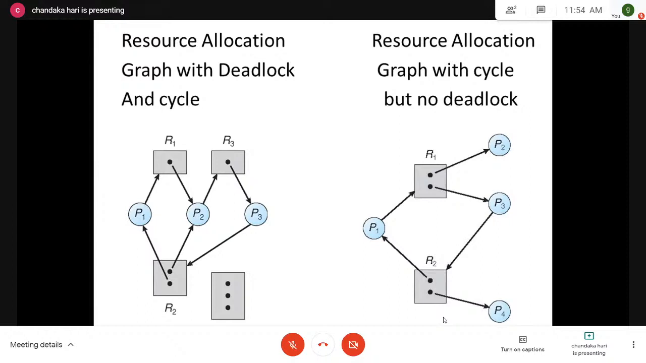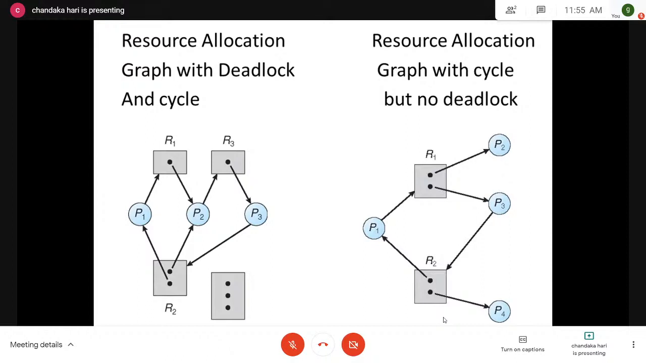Hence, according to the system model, after execution of this one, resource 1 is released and resource 2 is also released. This resource is going to be sanctioned to P1, and this R2 resource is sanctioned to P3. Both P1, P3 continue. There is no deadlock in this particular situation. No one is continuously waiting. That implies a cycle does not guarantee that the system is in deadlock. But if a deadlock has occurred, there is a cycle in the system. A cycle may not be a deadlock.